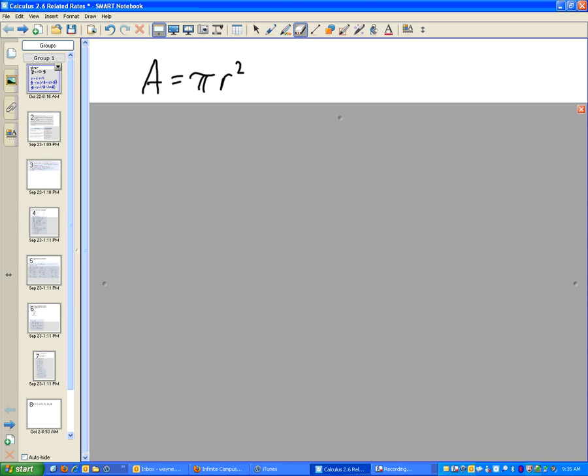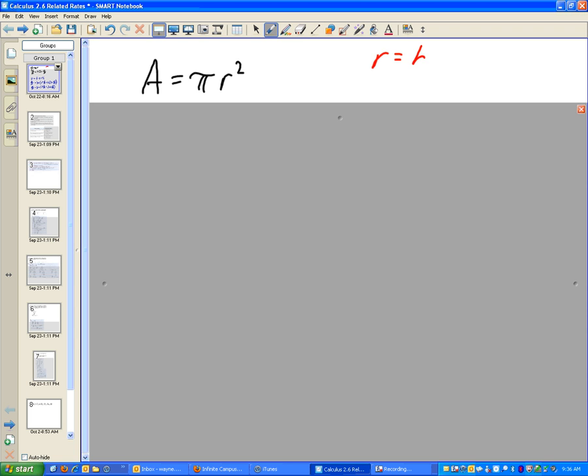Because see, if the radius is changing with time, that means the area is changing with time, which means the radius and the area are both functions of time. The size of the radius depends on the time. The size of the area depends on the time. So, if the radius is changing with time, that means that the radius and the area are both functions of time. We could write it out.